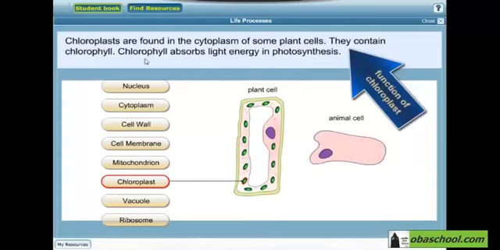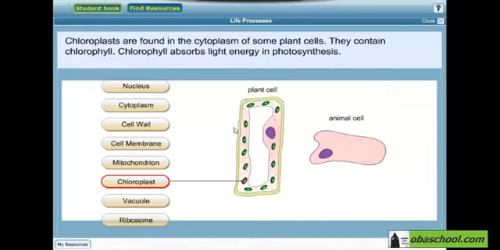Chloroplasts contain a chemical called chlorophyll, and chlorophyll absorbs light energy in photosynthesis. Chlorophyll is the green chemical inside the plant cell. It gives the chloroplast its green color, which gives the plant its green color in green plants. What chlorophyll does is that during photosynthesis, which is the process in which the plant gets energy, the chlorophyll absorbs energy from the sunlight, from the sun, and the plant cell can make energy with this sunlight energy.